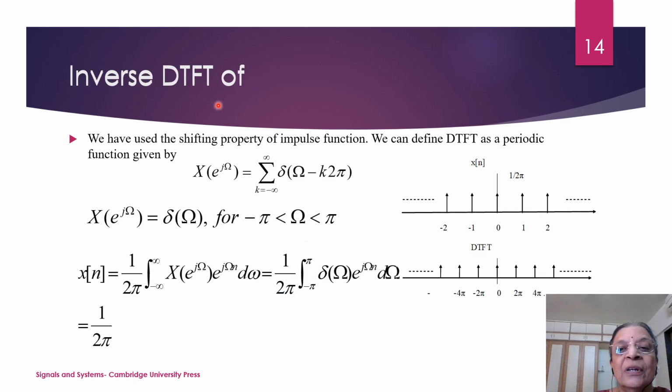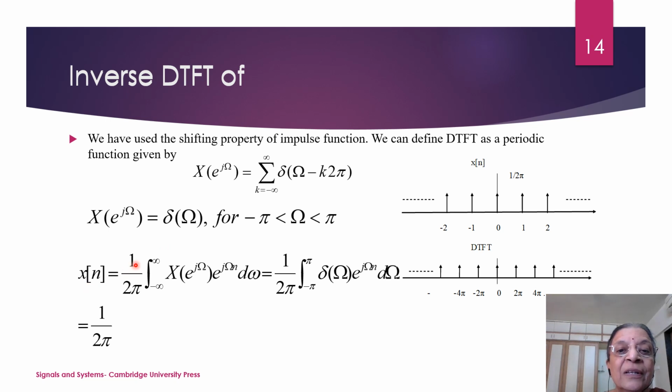Now let us see how to find out the inverse of DTFT of this particular signal xn. We have used the shifting property of impulse function. We can define DTFT as a function defined by X of e raised to j omega equal to summation k varying from minus infinity to infinity delta omega minus k 2 pi. So it is representing this DTFT. Delta omega has the period equal to 2 pi, minus pi to plus pi, and what is the value at omega equal to 0? It is equal to delta omega.